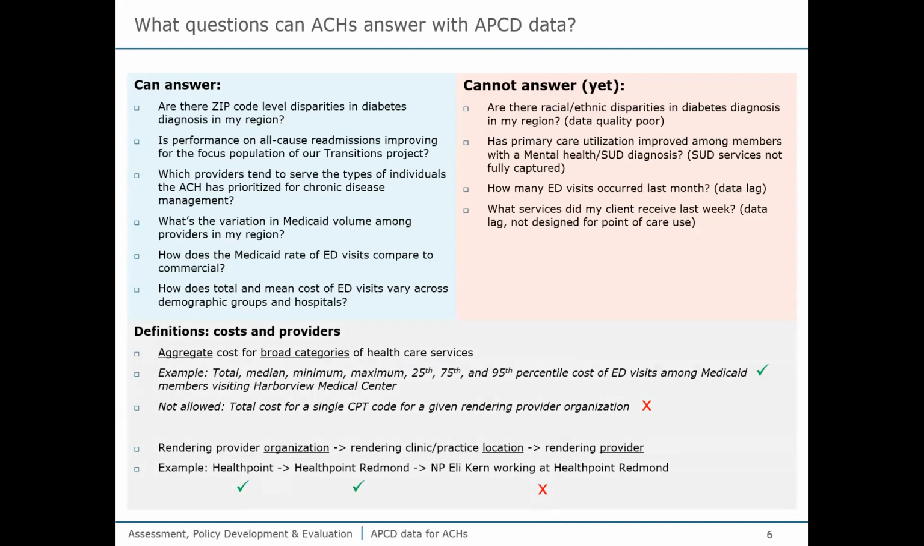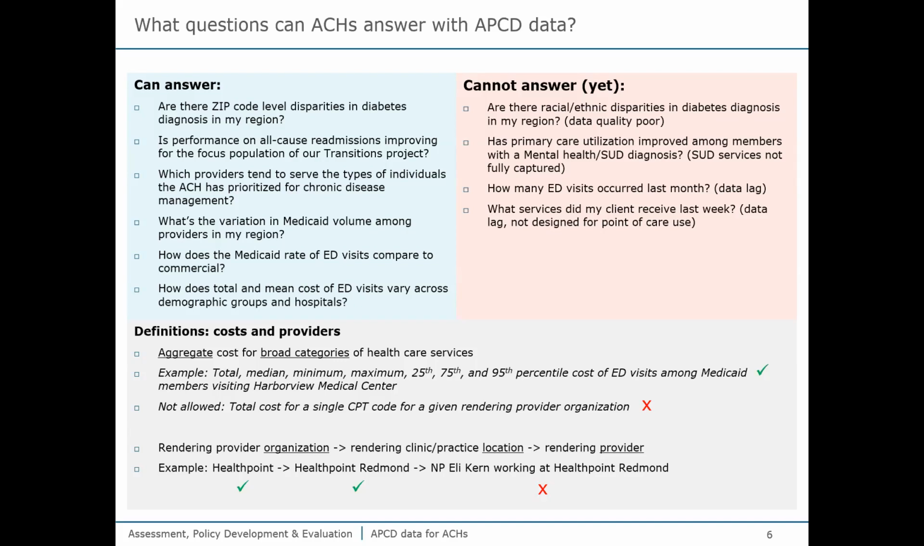I'm going to skip over most of this lower thing, except there is one thing I want to mention at the very bottom, which is when we talk about healthcare providers, some definitions might be helpful. Within the language of the APCD, there are these three levels. There's what they call the rendering provider organization, which HealthPoint is an example of. HealthPoint is a network of federally qualified health centers that operates in King County and beyond. They also have the concept of a rendering clinic practice location, which would be a brick and mortar location where services are provided. So for this example, the HealthPoint Redmond Clinic. And then there's the concept of a rendering provider, which would be, using myself as an example, nurse practitioner Eli Kern working at HealthPoint Redmond.